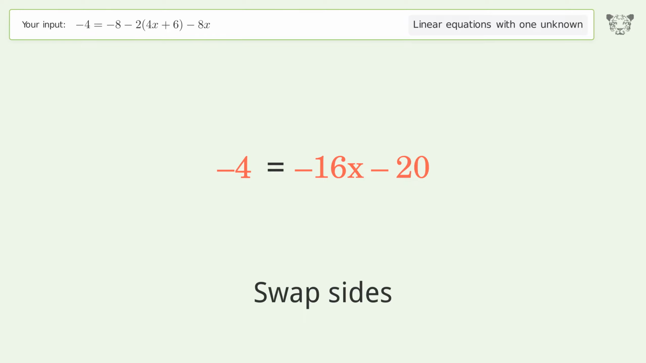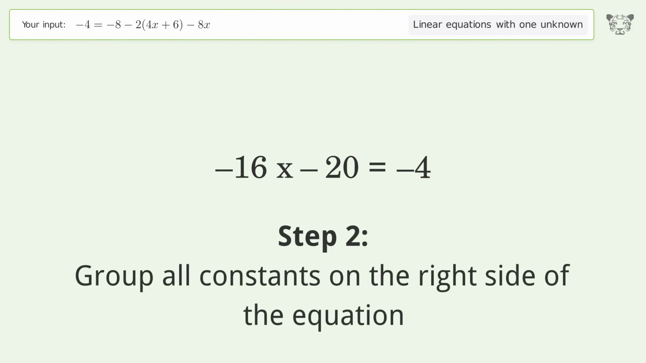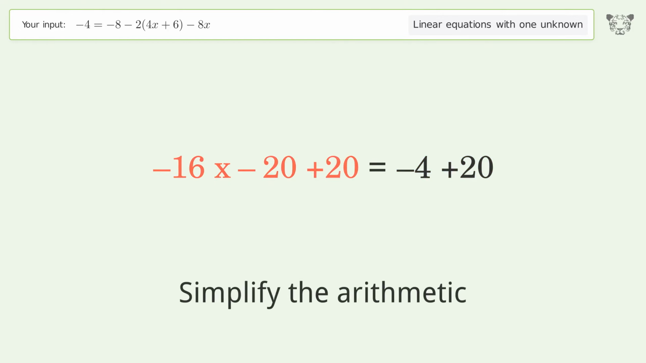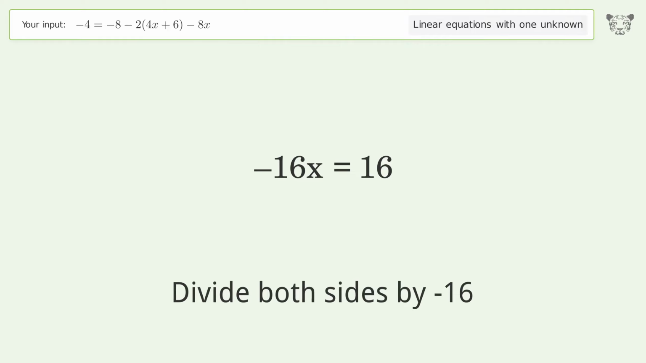Swap sides. Group all constants on the right side of the equation. Add 20 to both sides. Simplify the arithmetic. Isolate the x. Divide both sides by -16.